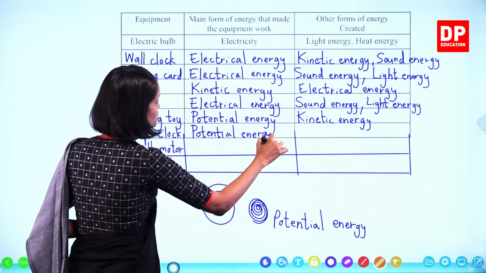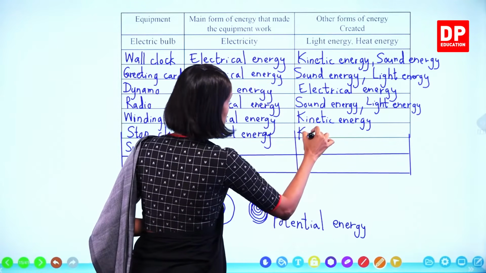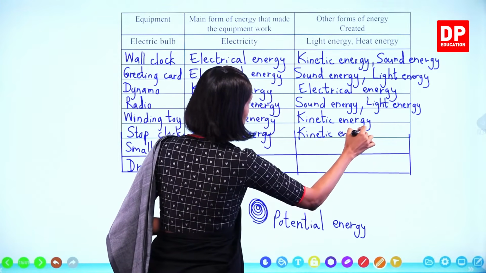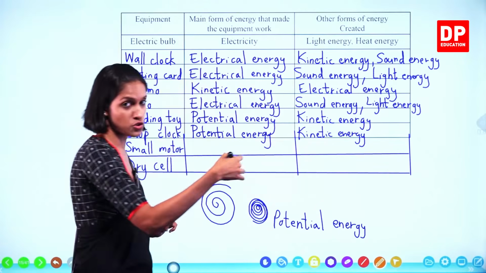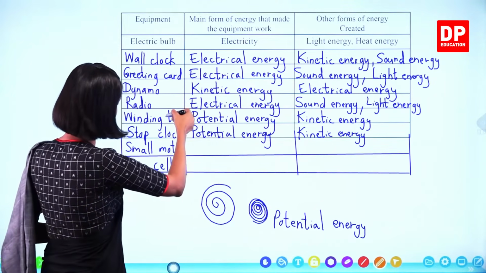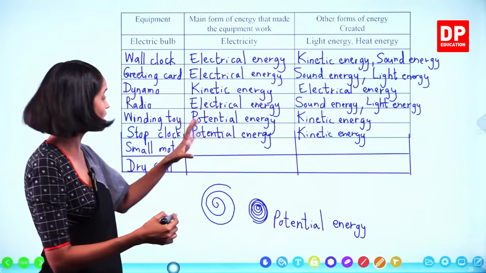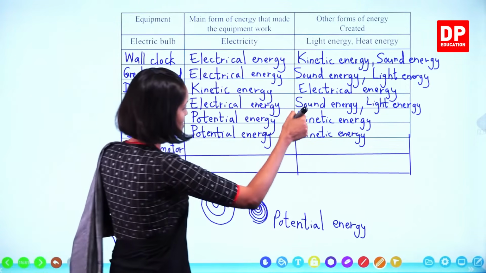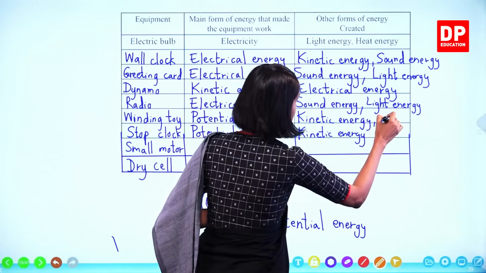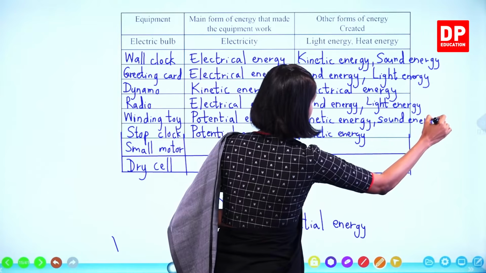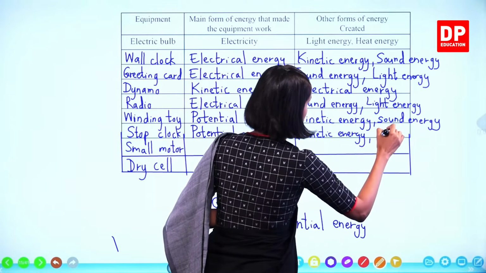Converts to kinetic energy. And the sound is also created, right? Even in both instances, even the winding toy, when it works, sound is also created, right? So in both instances, sound energy is also there. Sound energy. Here also sound energy.